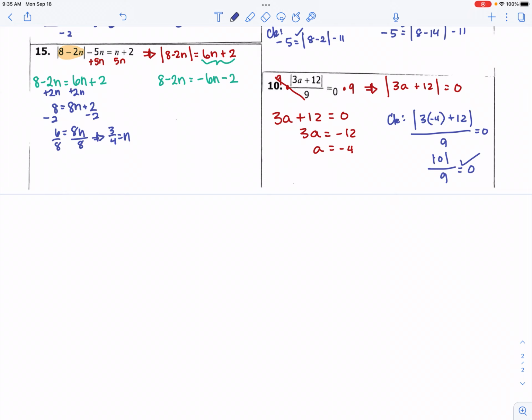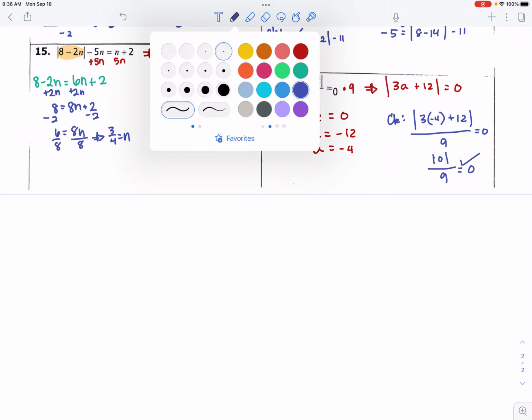On the other side, I'm going to add the 6n to the other side just because that gives me a positive n. So 8 plus 4n equals negative 2. Then I'm going to subtract 8 to the other side. We get 4n equals negative 10. Divide by 4. We get n equals, and I'm going to reduce that fraction, negative 5/2. And then we got to check.